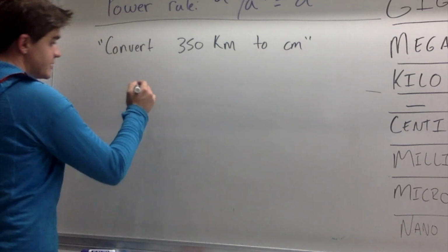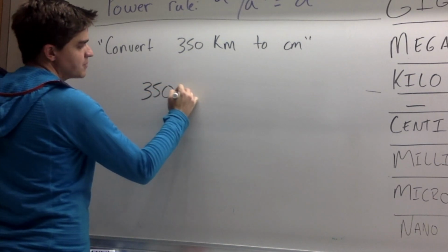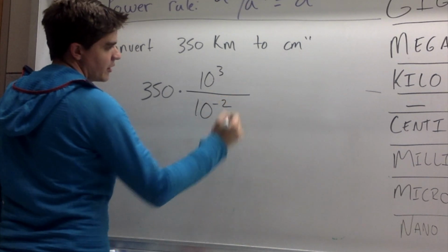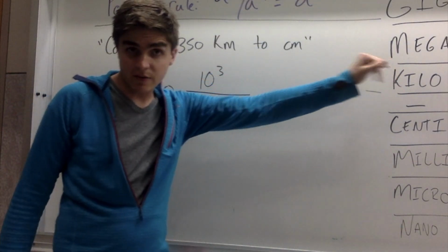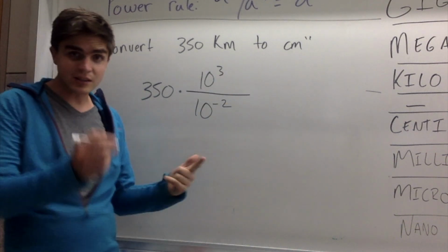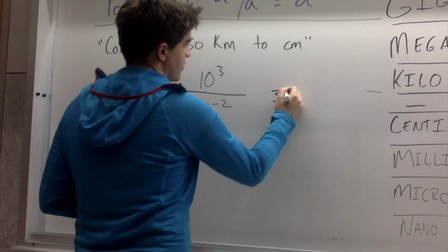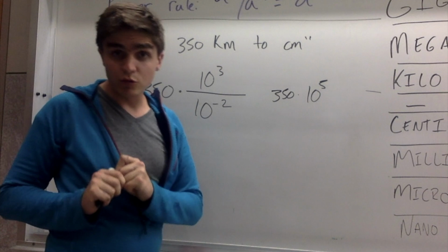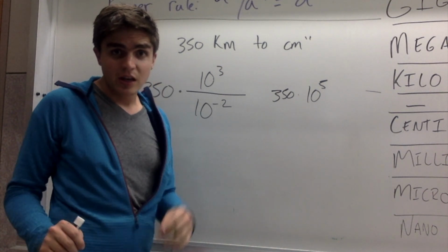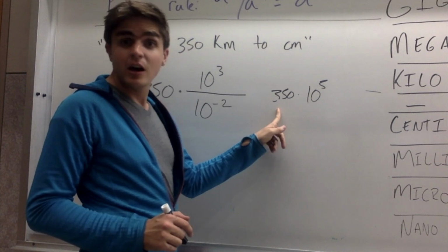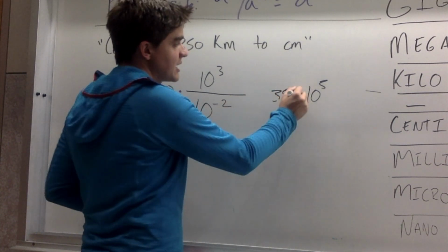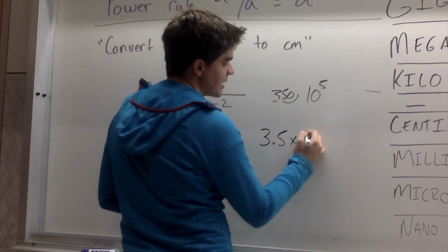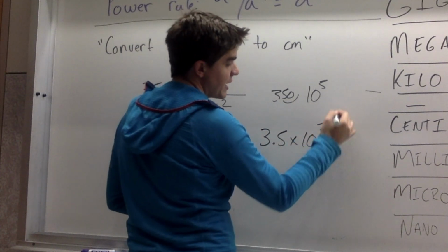The first thing I'm doing is taking that 350 and multiplying it by 10 to the power of the number I'm going from, divided by 10 to the power of the number I'm going to. Remember, kilo is 10 to the 3, centi is 10 to the negative 2. So I set this up and I can write it out, and I should get 350 times 10 to the 5th. But I'm not done there if I told you to write it in proper scientific notation. I can't have a number bigger than 9 as a coefficient. So I need to take that decimal and bring it over twice. So I get 3.5, and because I made the number smaller, I've got to raise the exponent.